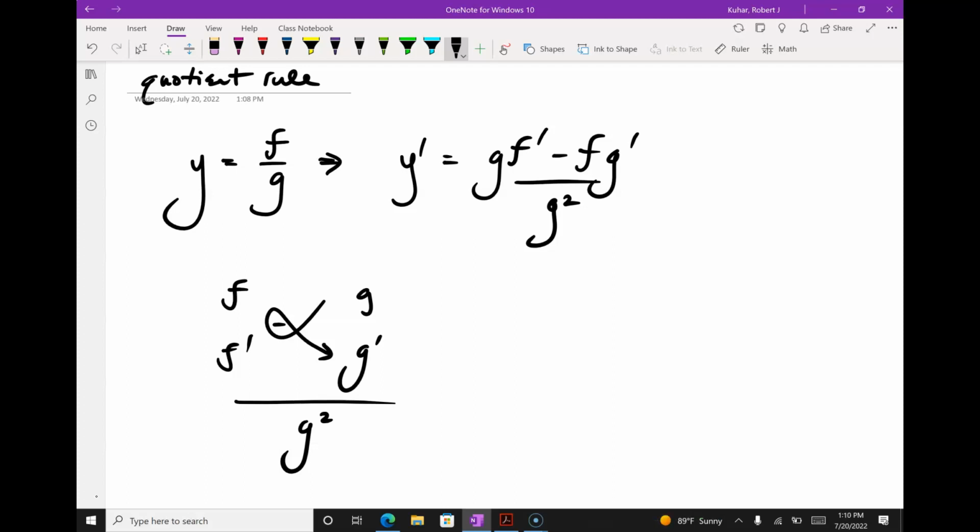And you might ask why, and I'll say to you, oh, you'll see me do the proof of the product rule, and then the proof of the quotient rule is very similar. But let's do a couple of examples first.